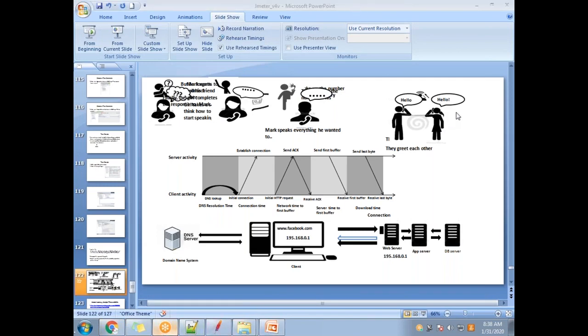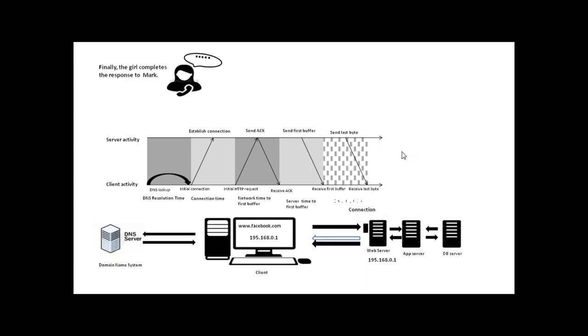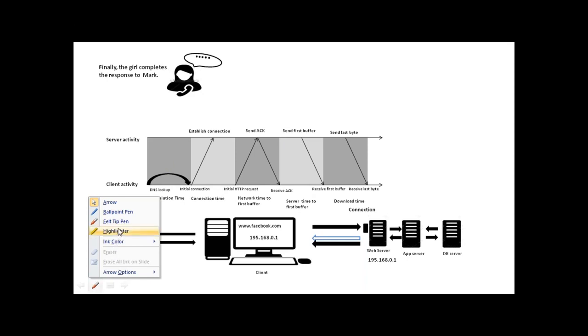Okay, this is how you can look at the bottleneck. One more thing I'll tell you. In LoadRunner language, DNS resolution time plus connection time plus network time plus server time plus download time, all of this is nothing but the response time. All of this minus the download time is nothing but the latency. This time is nothing but the latency in LoadRunner's language.